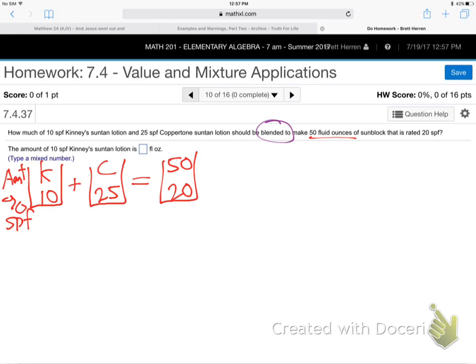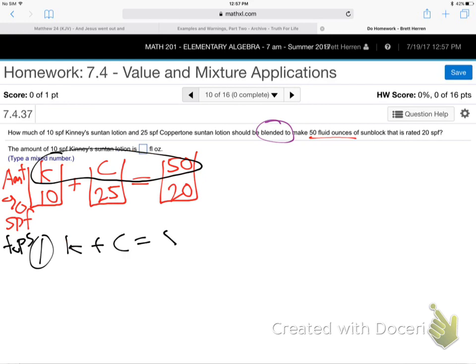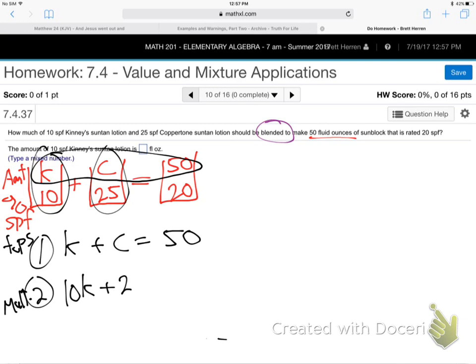So you know how to get your 2 equations, right? The first equation is from the tops only. K plus C is 50. Number 2 is multiply. 10 times K plus 25 times C is 20 times 50. What is that, 1,000? All right, good. There's our 2 equations. Top, top, top. Multiply, multiply, multiply. That's what we always do for the mixture.